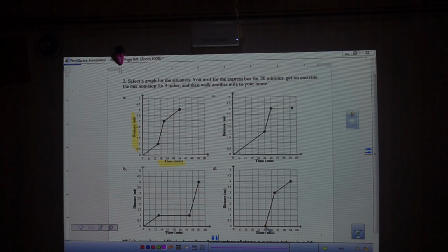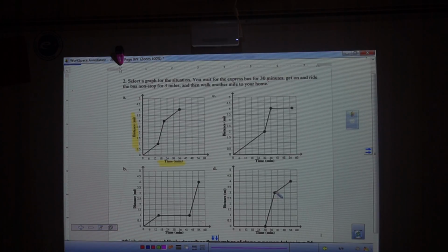So then you get on the bus. As you're on a bus, you're traveling, you're going somewhere. Okay, so it's waited for 30 minutes. Down here, it shows I'm not going anywhere. I didn't get further away from where I was. I just stayed here for 30 whole minutes. Okay, and then you ride a bus nonstop for 3 miles. So it just shows 0 miles to 3 miles.